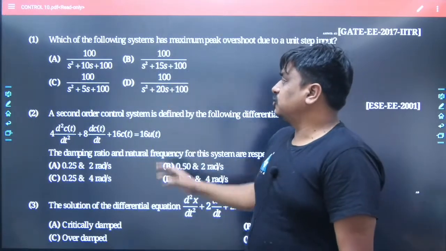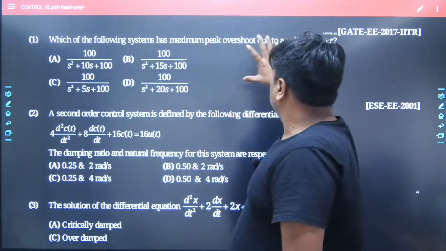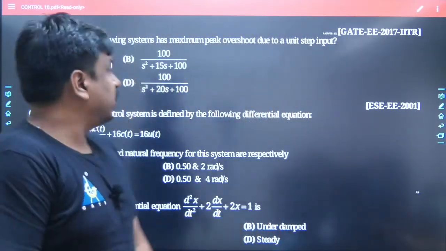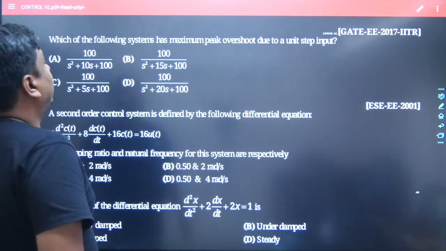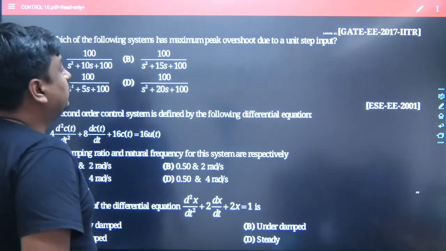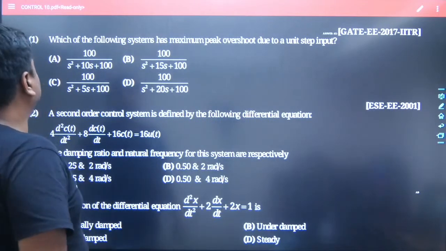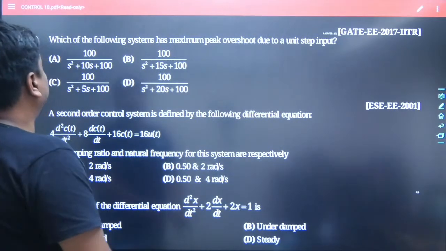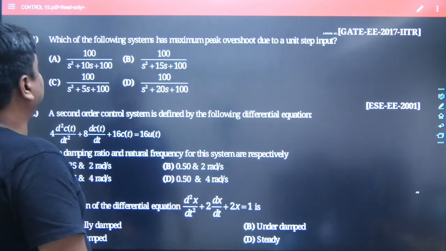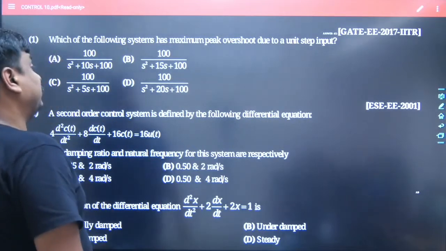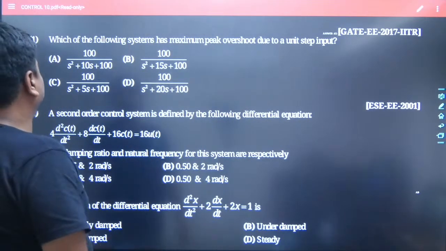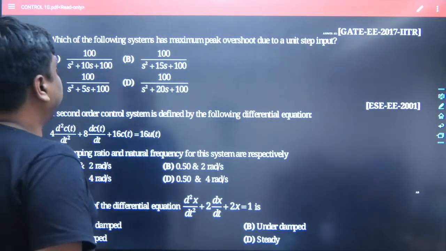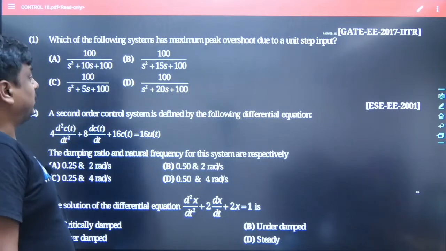So here comes the first question. Watch this problem carefully and try to get me the best answer. The problem states: which of the following systems has the maximum peak overshoot due to a unit step input? Four different options were given. Option A: 100 divided by s square plus 10s plus 100. B: 100 divided by s square plus 15s plus 100. C: 100 divided by s square plus 5s plus 100, and similarly D: 100 divided by s square plus 20s plus 100.